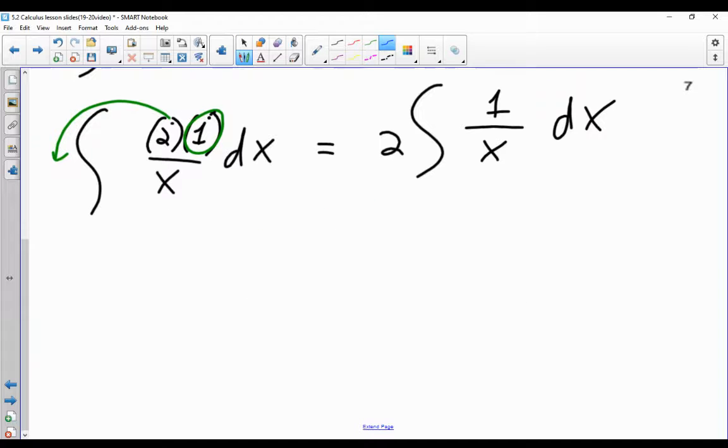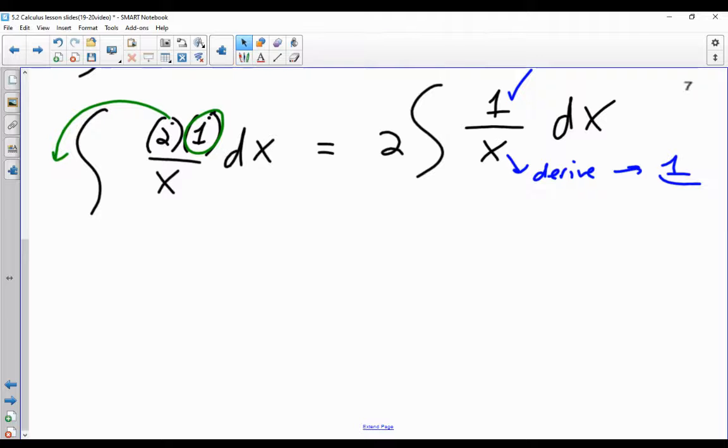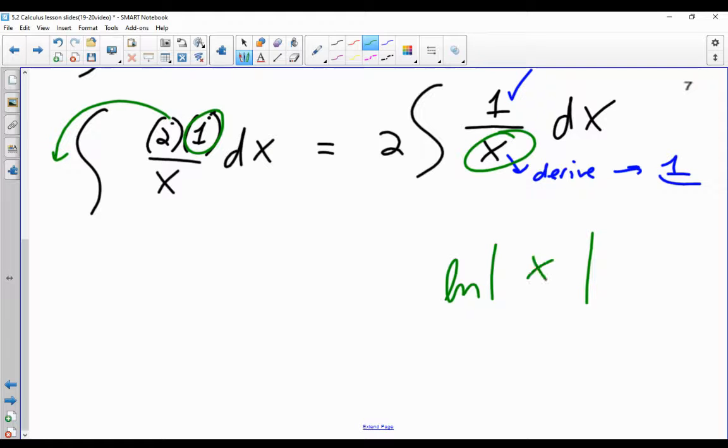Now that it's rewritten like this, let's try again. Let's derive the bottom. The bottom is 1. Does that match the top? It does now. Whoop, whoop. So now that the derivative of the bottom matches the top, we can rewrite this as natural log of the bottom, which is x, plus c.